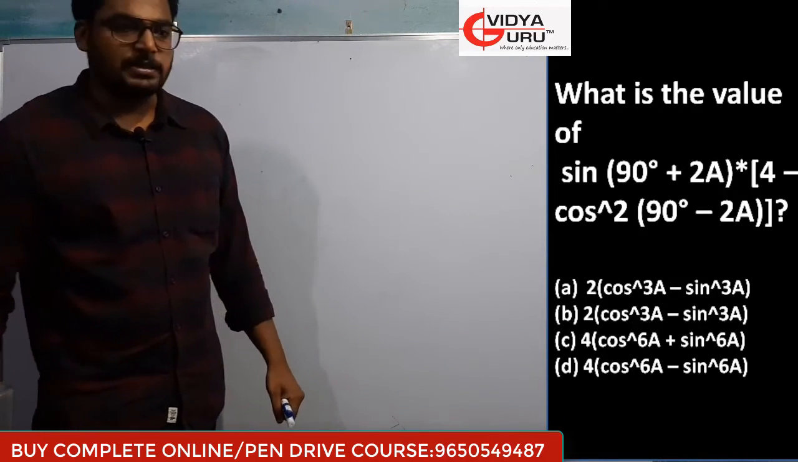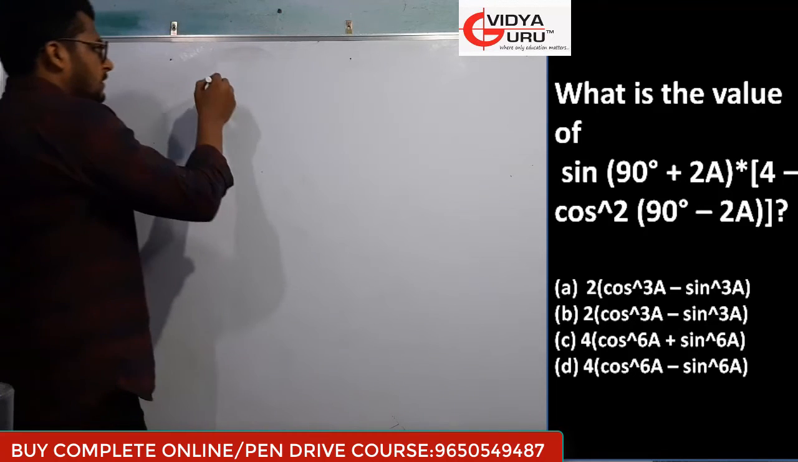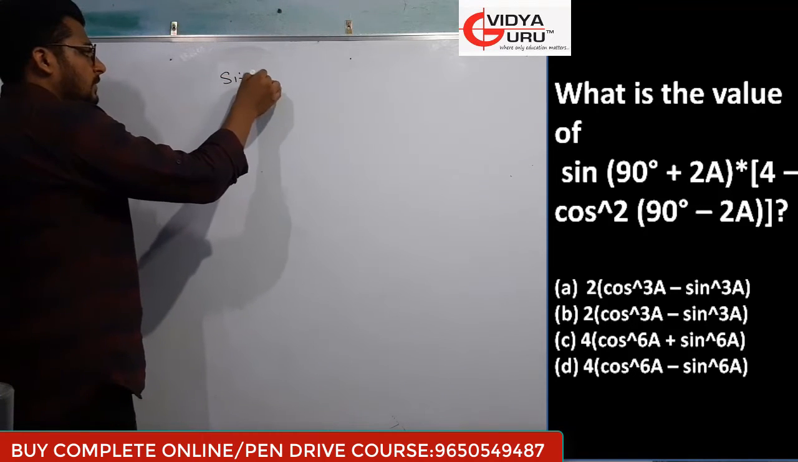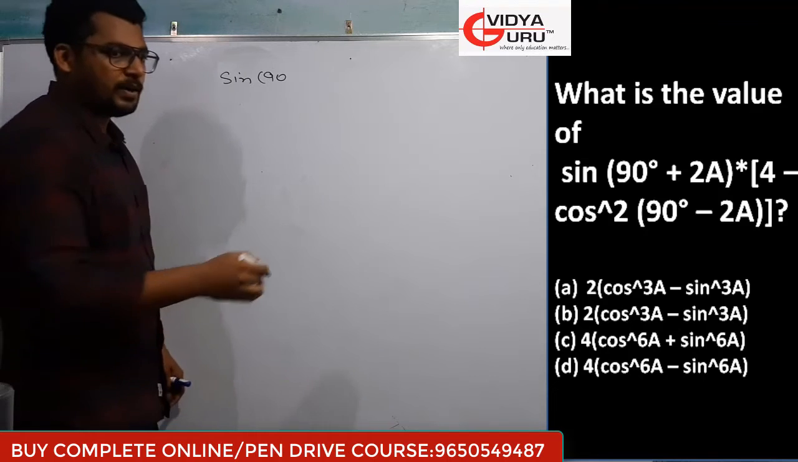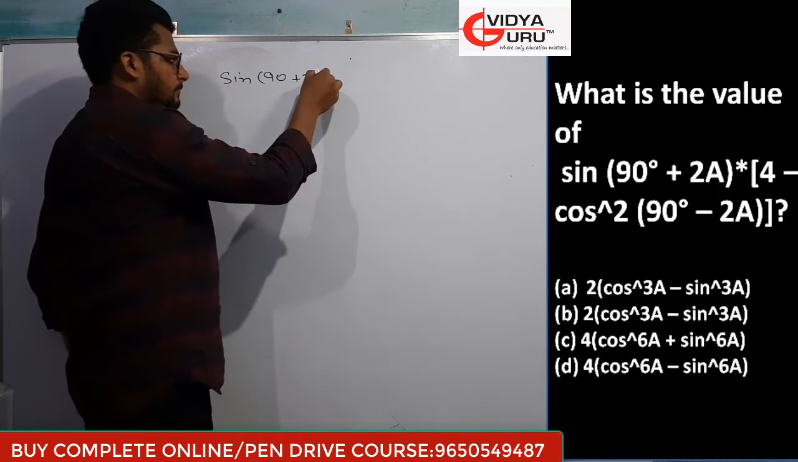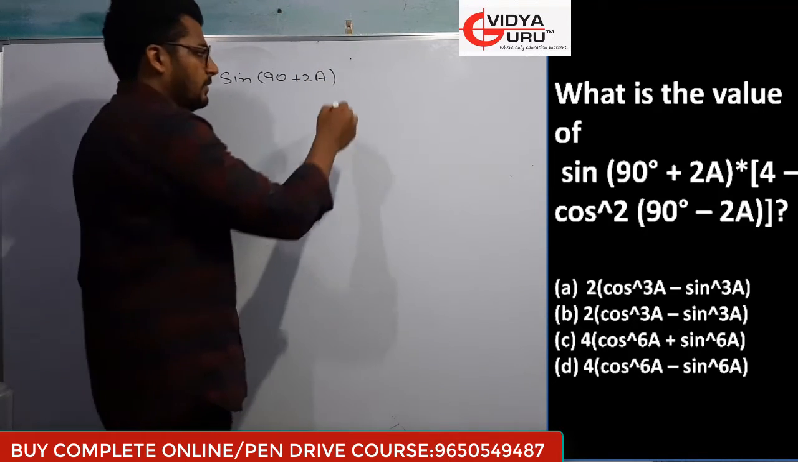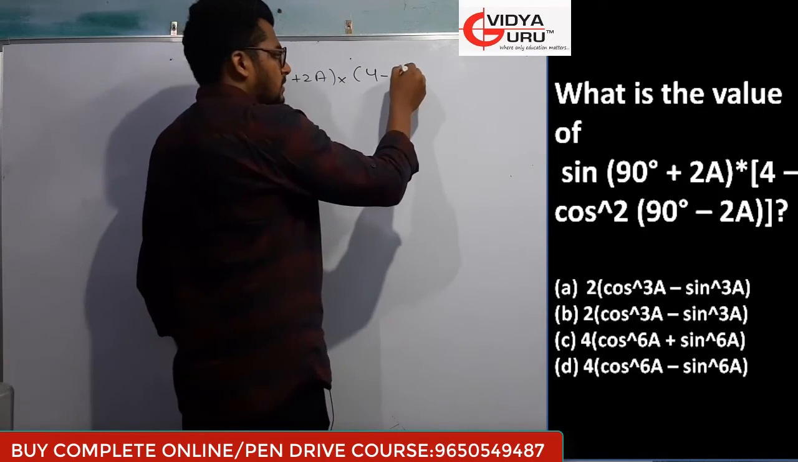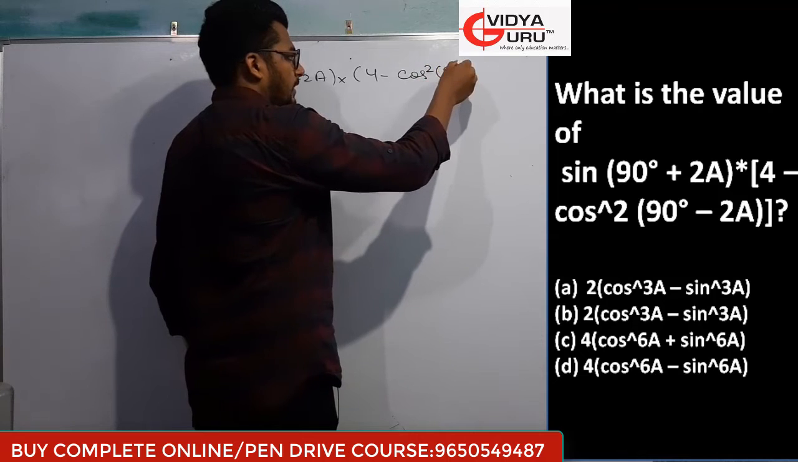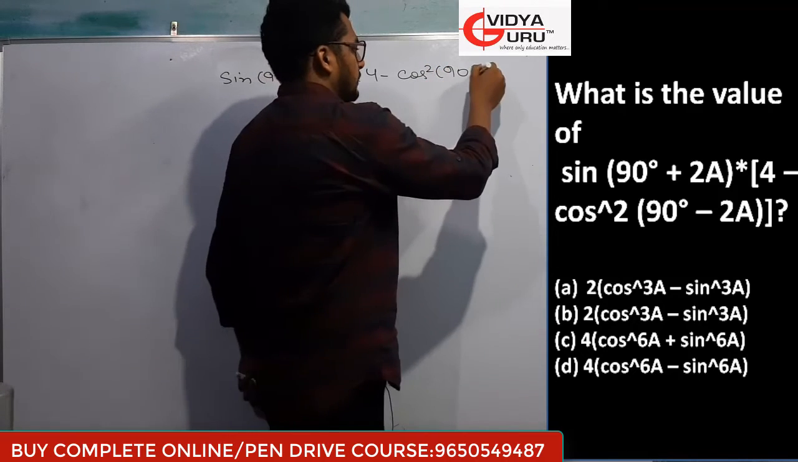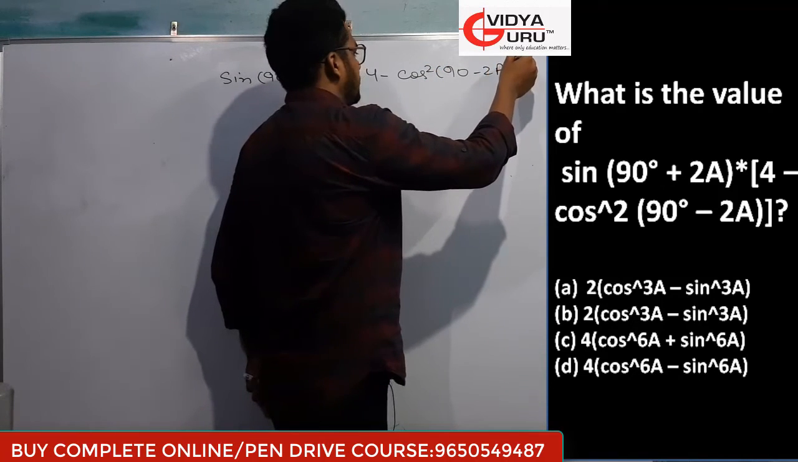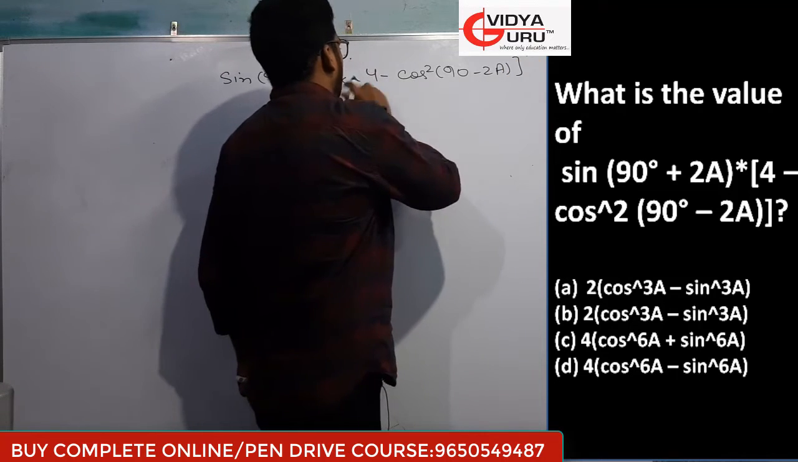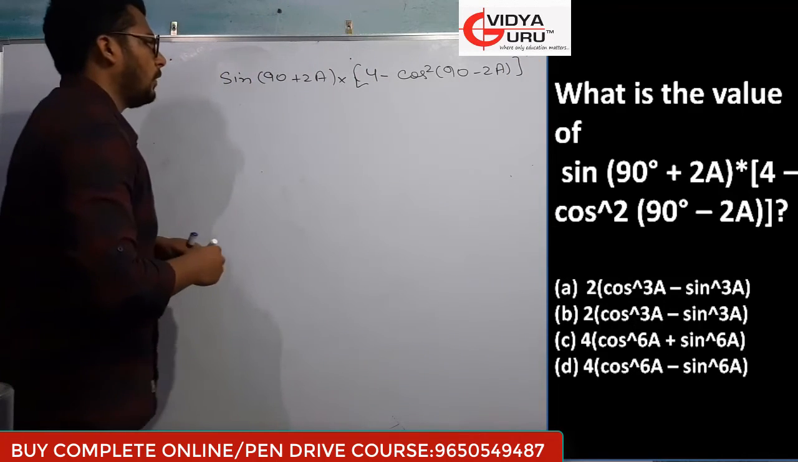What is the next question asking? The next question is saying sine (90 plus 2a) multiplied by 4 minus cos square (90 minus 2a). See, this is a very interesting question. How can we do this?